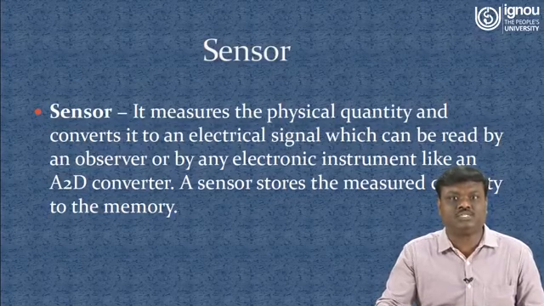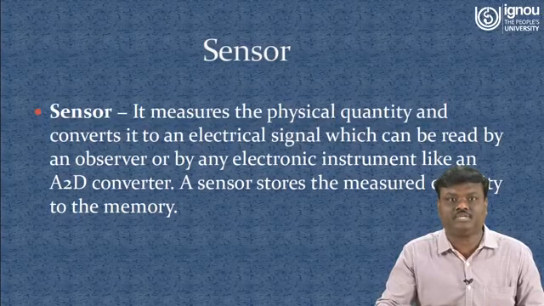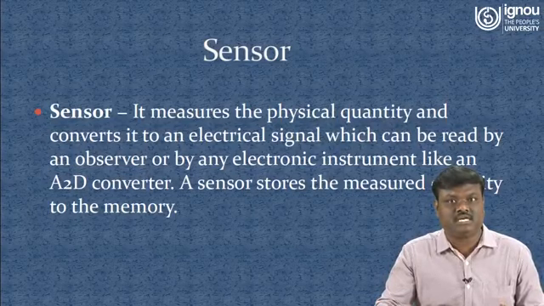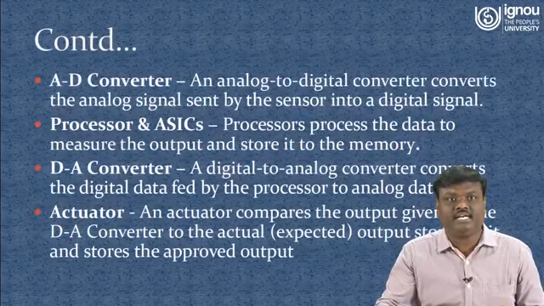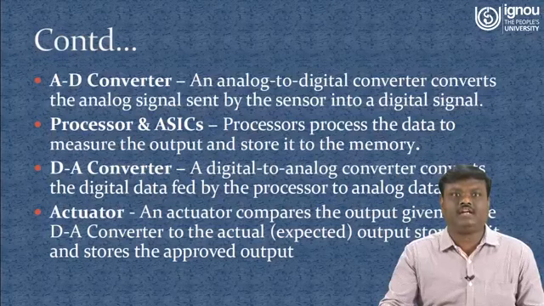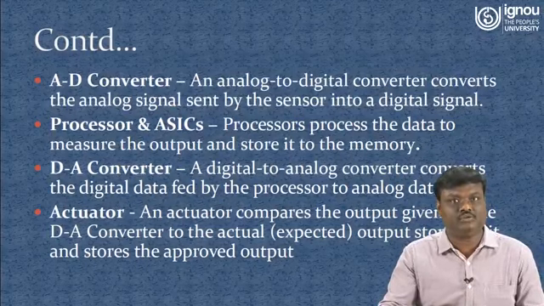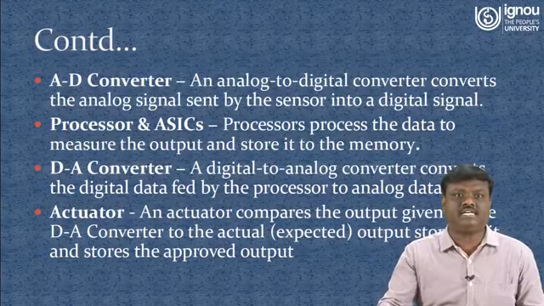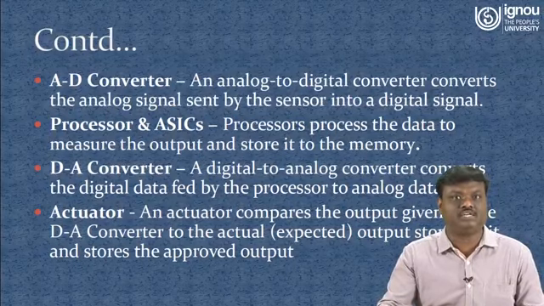A sensor stores the measured quantity to the memory. You can see another component we are talking about is the memory, and the sensor is continuously storing these measured quantities to the memory. Next is the analog to digital converter. An analog to digital converter converts the analog signal sent by the sensor into digital format. Then comes the processor and ASIC. Processors process the data to produce the output and store it into the memory.